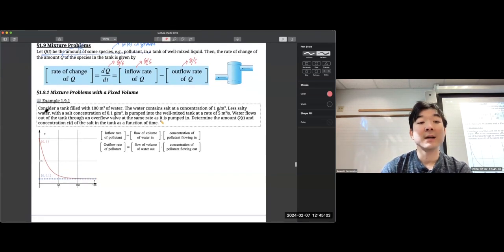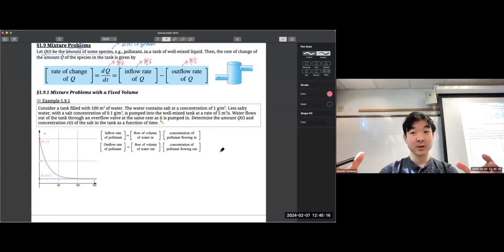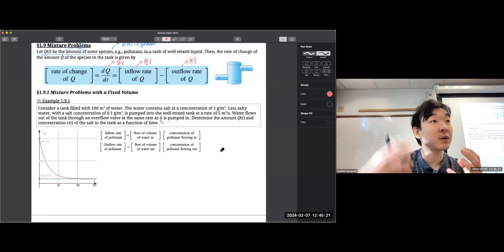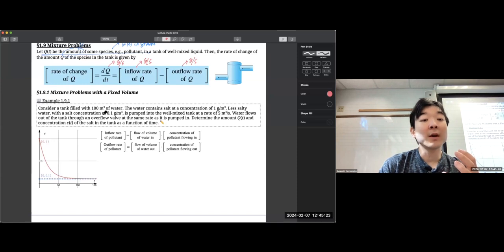So let's consider a tank that's filled with 100 cubic meters of water. The water contains salt at a concentration of 1 gram per cubic meter. That's the initial salt concentration of the tank. Then you're pumping in less salty, diluted water. The water being pumped in has a salt concentration of 1/10 of your original concentration in the tank, so that's 0.1 grams per cubic meter. It is pumped into a well-mixed tank at a rate of 5 cubic meters per second.